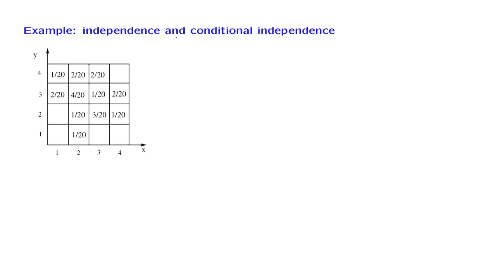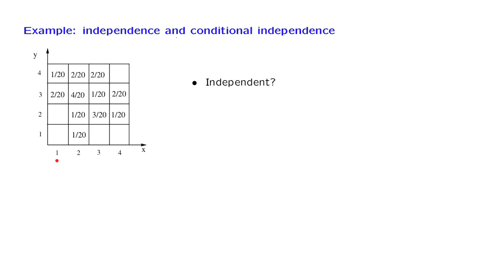Let us now consider a simple example. Let random variables x and y be described by a joint PMF, which is the one shown in this table. Question: are x and y independent? We can try to answer this question by using the definition of independence, but it is actually more instructive to proceed in a somewhat more intuitive way.